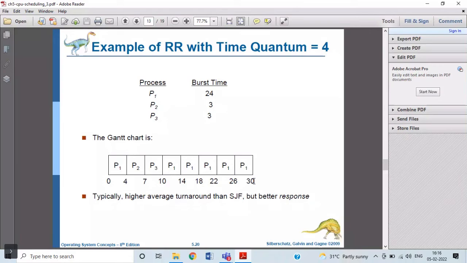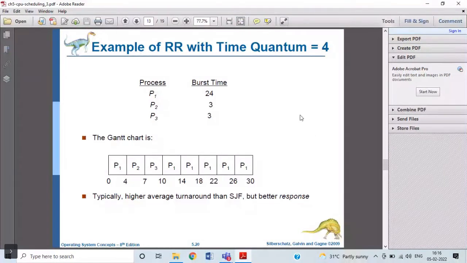Students, I hope you understand this Gantt chart. Yes, ma'am. Excuse me, any doubts in this Gantt chart? Can you explain again? Yes.